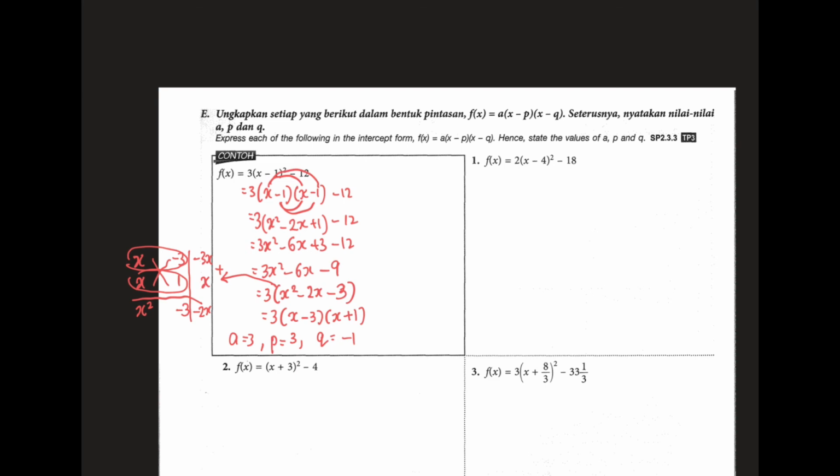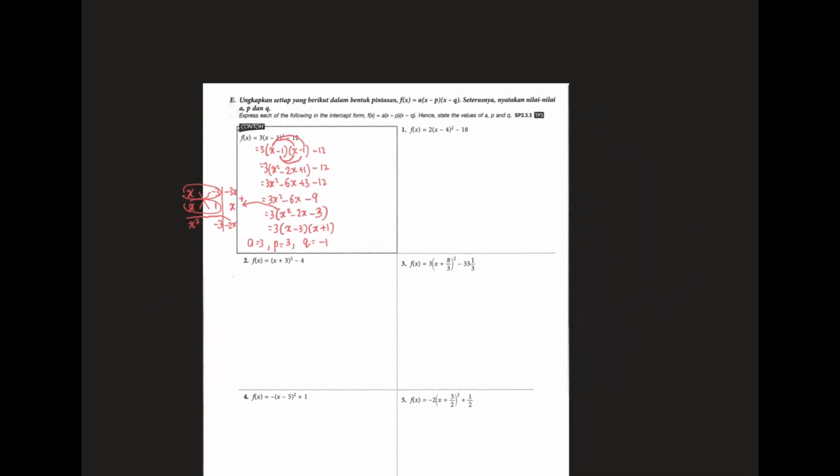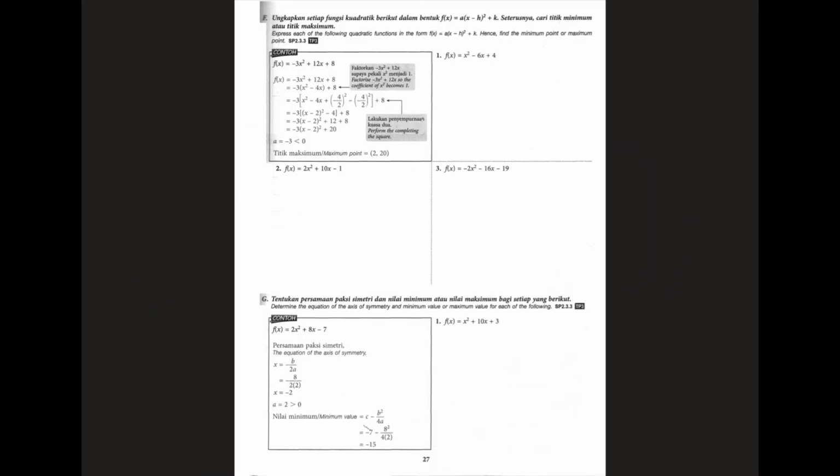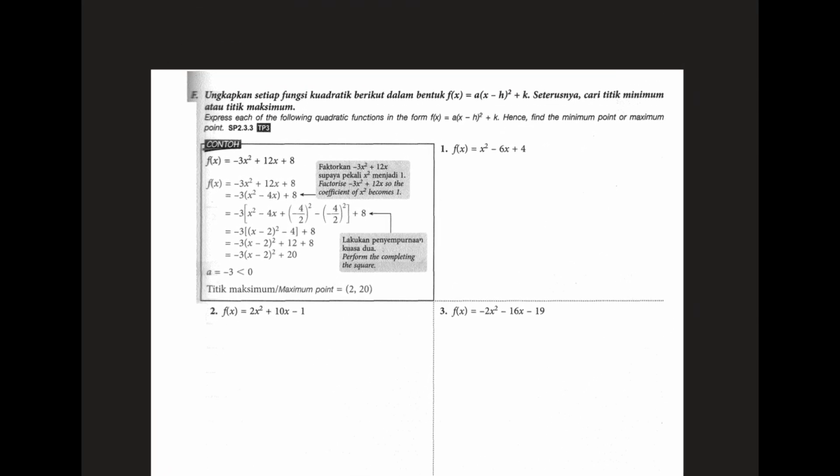Okay, now let's move on. This is part E. Now we look at part F. Express each of the following quadratic functions in the form of vertex form. Hence, find the minimum point or maximum point. This one we have gone through just now. I already explained to you how to do completing the square.